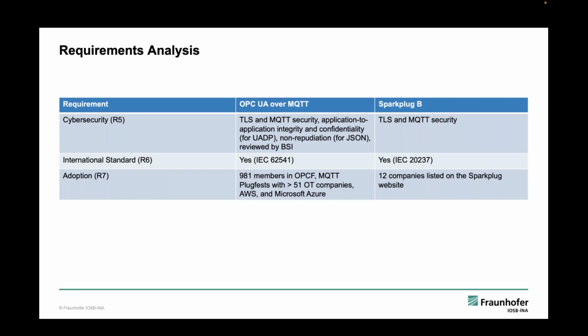981 members in the OPC Foundation are adopting OPC UA in general, and there's an MQTT activity going on, the Plugfest, especially with over 51 companies from OT and also AWS and Microsoft Azure that are participating in these OPC UA over MQTT activities. For Sparkplug B, we have 12 companies listed on the Sparkplug public website.